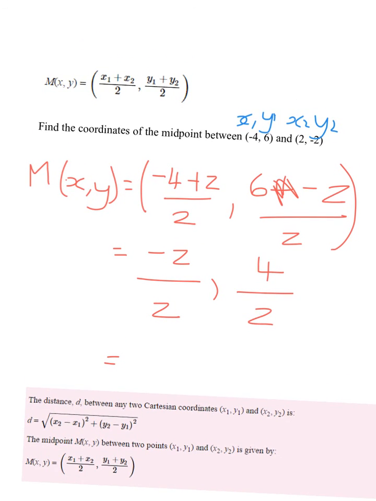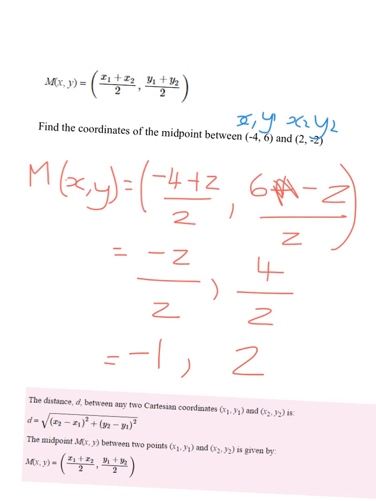Oh sorry, I wanted to write there. 2 by 2 gives you a 1. A negative and a positive give you a negative. Okay, so that'll be negative 1. And 4 divided by 2 will give you 2. So your coordinates will be negative 1 and 2. And that's your answer. That will find your midpoint.